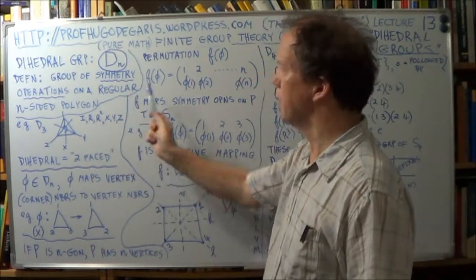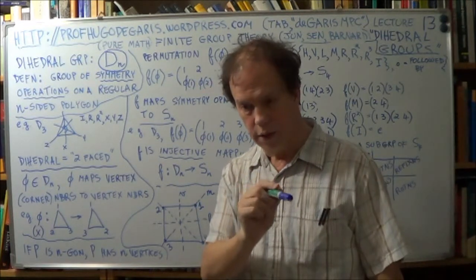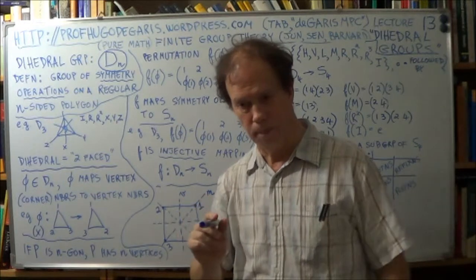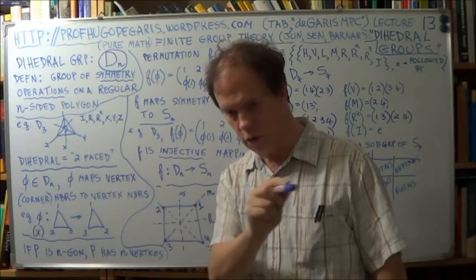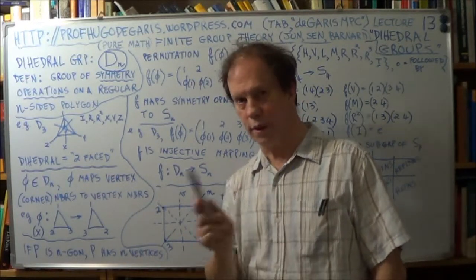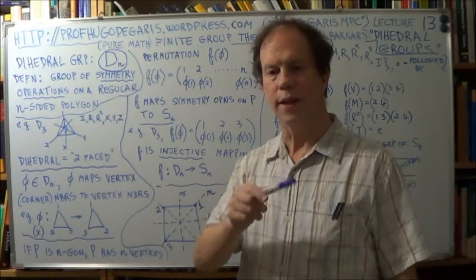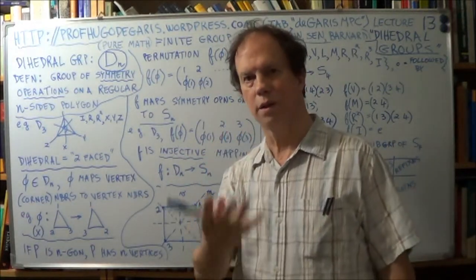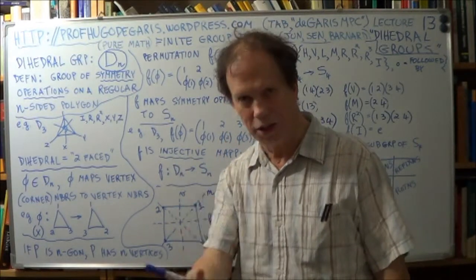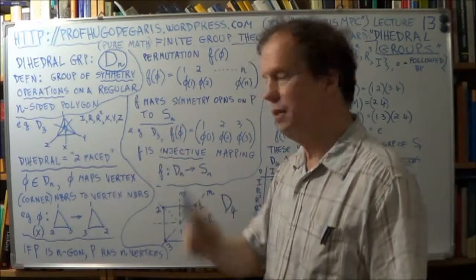Now it's regular if the length of each side is equal. Okay? So a rectangle would not be a regular polygon because it could be longer this way than this way. That's what makes it a rectangle. But if it's a square, that's okay. All the lengths are equal. Okay? So we're talking about n-sided, like pentagon, hexagon, heptagon, octagon, nonagon, decagon, whatever. With n sides, and all the side lengths are equal, right?